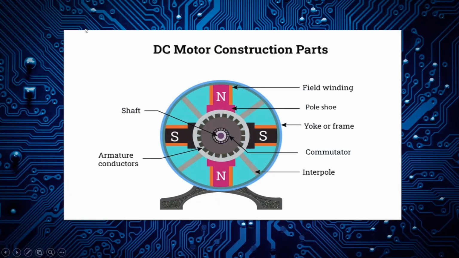My second topic is DC motor construction parts. A DC motor consists of several key parts with specific functions. They are stator, rotor, brushes, commutator, windings, shaft, bearings, field magnet, or we can say field coils. Understanding these components helps explain the basic principles of a DC motor's operation.